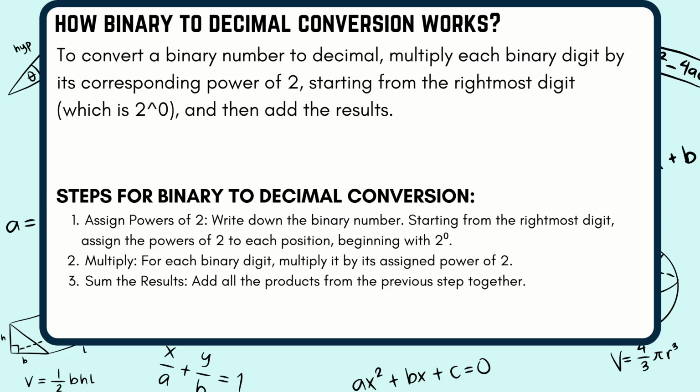So these are the steps for binary to decimal conversion. Step 1, assign powers of 2. Write down the binary number, starting from the rightmost digit. Assign the powers of 2 to each position, beginning with 2^0. Step 2, multiply. For each binary digit, multiply it by its assigned power of 2. And step 3, sum the results. So you will add all the products from the previous step together.